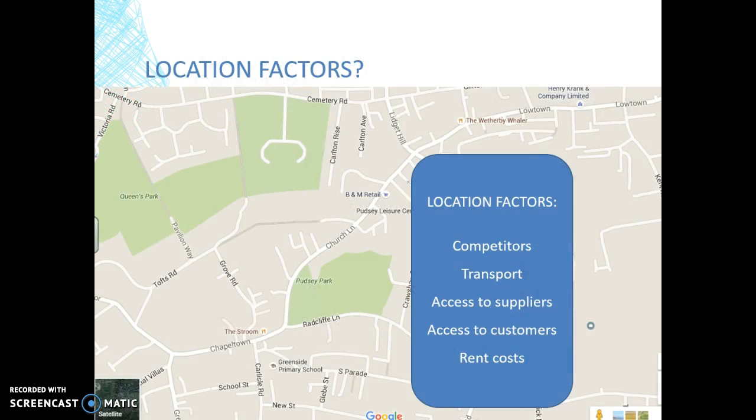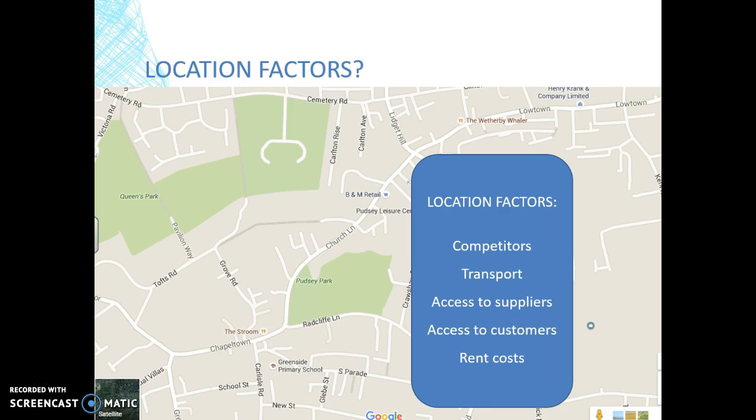Now, if we just skip on, finally, location factors, and this is my last slide. So in terms of options for setting up a business, one of the options that you've got is where you set that business up as well. So if we were considering Pudsey Leisure Centre or the Pudsey area, and we were thinking about B&M, this is what we've done in class before. So what are the reasons that B&M sets up where it is?